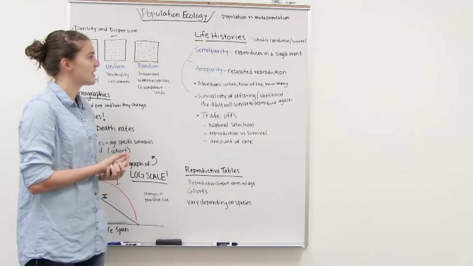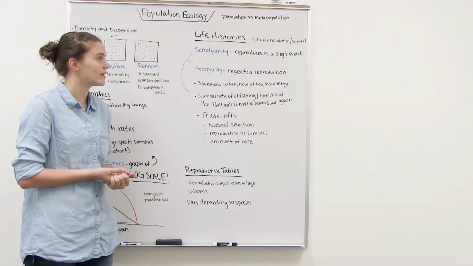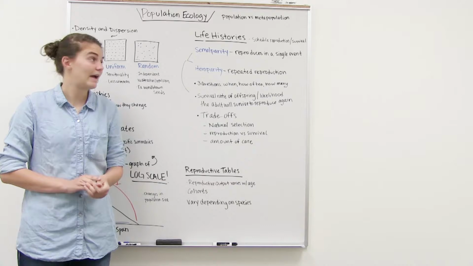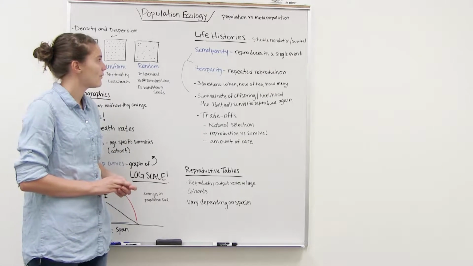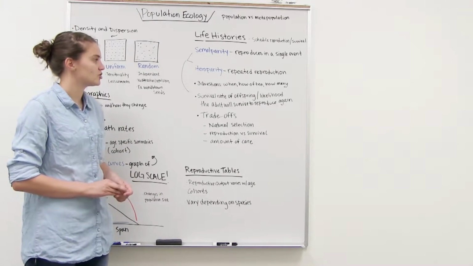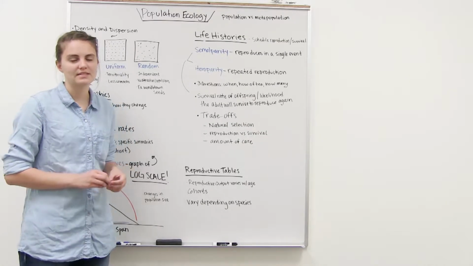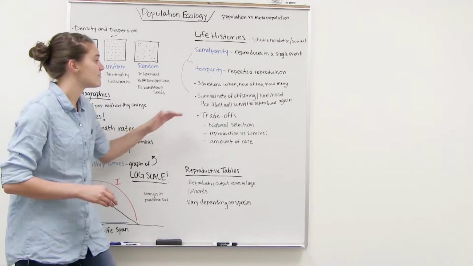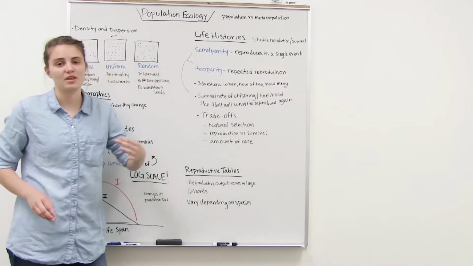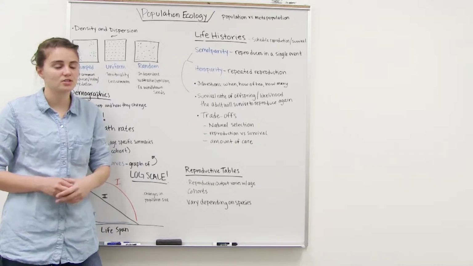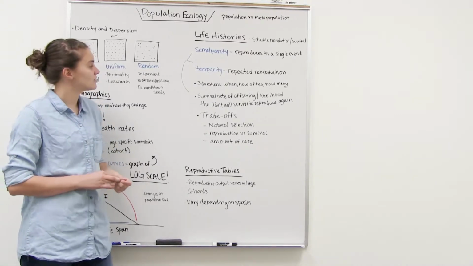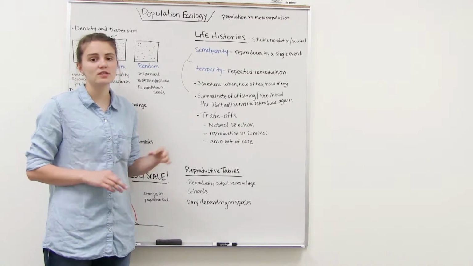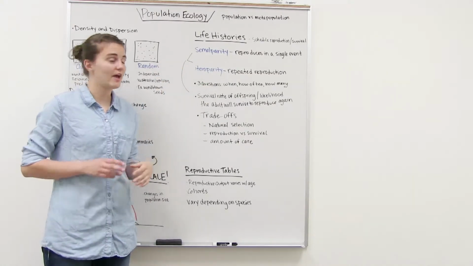So life histories looks at the schedule, or when individuals decide to reproduce, and their likelihood of survival. And so we like to answer three questions with these life histories: when the individual is deciding to reproduce, how often they're reproducing, and how many offspring they produce each time they decide to reproduce. We look at this with semelparity and iteroparity. So these are things you're definitely going to have to know and identify.